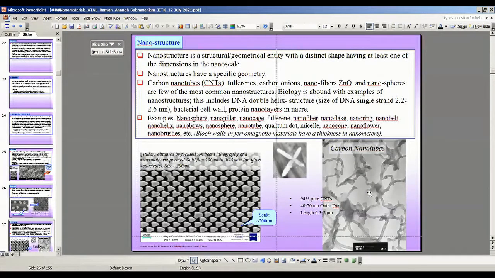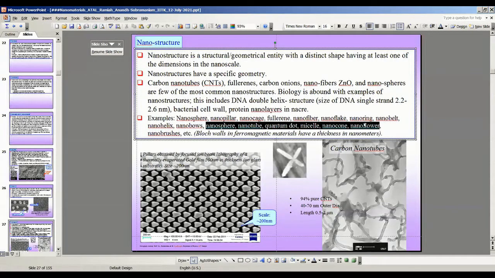These are four further examples of nanostructures. You can have nanoflowers, nanospheres, quantum dots, micelles, nanocones, nanobrushes, etc. So there is a huge array of these structures which come under the nanostructure category, and they have all been intensely investigated across the globe.